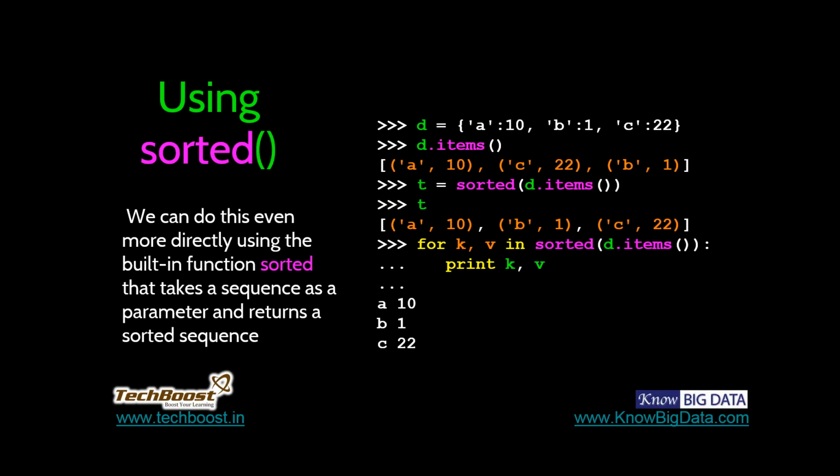This is an example of sorting using the sorted method. If you see, we have passed this list of tuples to the sorted method, and we got the same output as in our previous slide using the sort method. And this is a loop running on sorted items of the dictionary. This is how we can say that we have sorted the dictionary based on the keys.